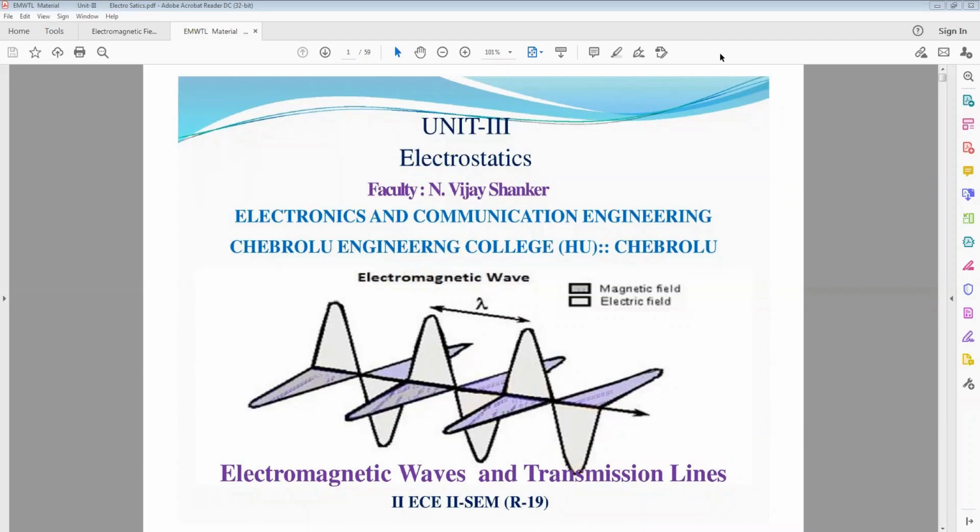Today, we are going to discuss the examples in the third unit of electrostatics. In the last class, we started the examples in electrostatics. We did the 5 examples. Let us see the next example.